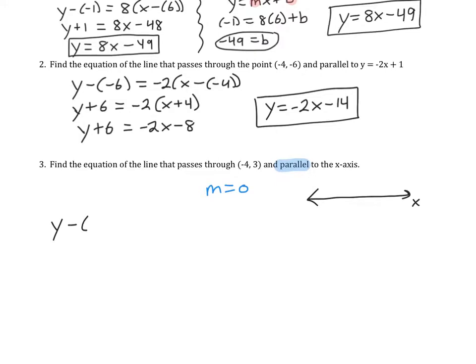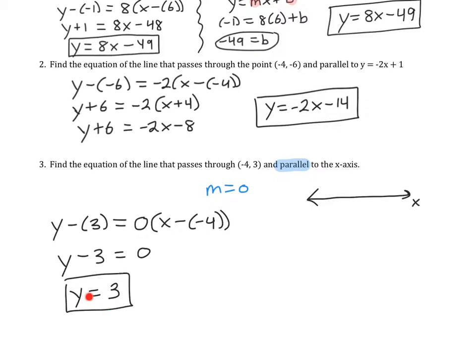So y minus y1 equals m, which is 0, times x minus x1. So I have y minus 3 equals, well, this 0 is going to turn this entire side to 0, and then I just add 3, and I have y equals 3. So remember, this is what the equation of a horizontal line looks like. You will only see y, you won't see x in your equation.